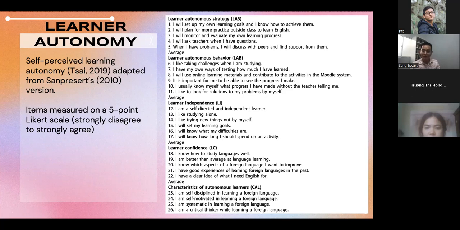So this is a kind of questionnaire measure on the 5-point Likert scale, focusing on the learner's self-perceived learning autonomy. There are 5 different constructs, including their autonomous strategy, autonomous learning behavior, learner independence, their confidence, and the characteristics of the autonomous learners that they may meet to become one.